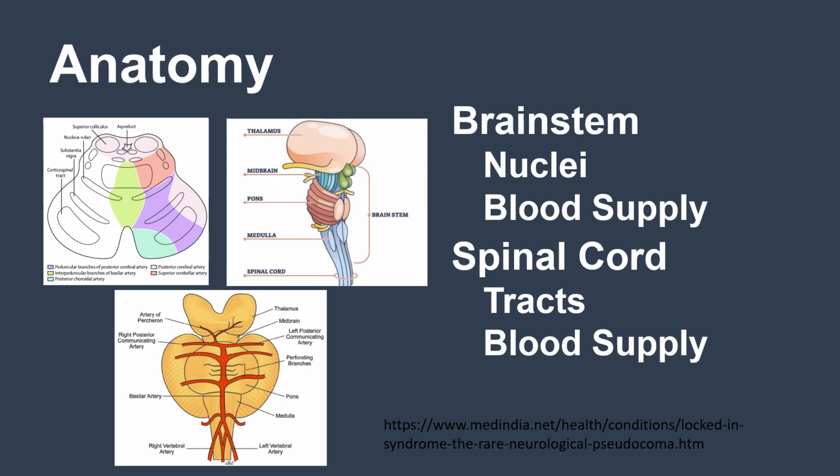Anatomy of the brainstem. The brainstem consists of three main sections: the midbrain, pons, and medulla oblongata. Each section contains important tracts and nuclei responsible for a variety of motor, sensory, and autonomic functions. Midbrain. Key structures. Cerebral peduncles contain the corticospinal and corticobulbar tracts, which carry motor information from the cortex to the spinal cord and cranial nerve nuclei, respectively.